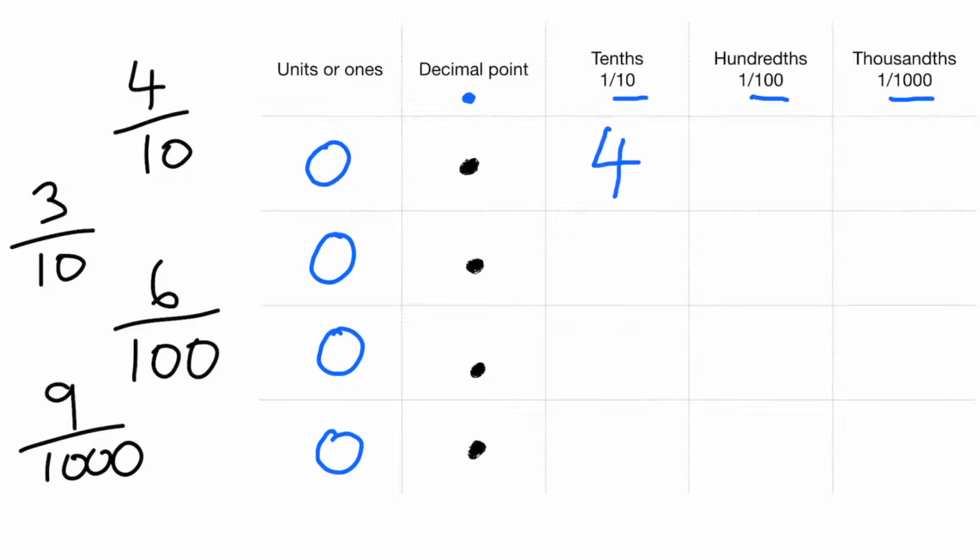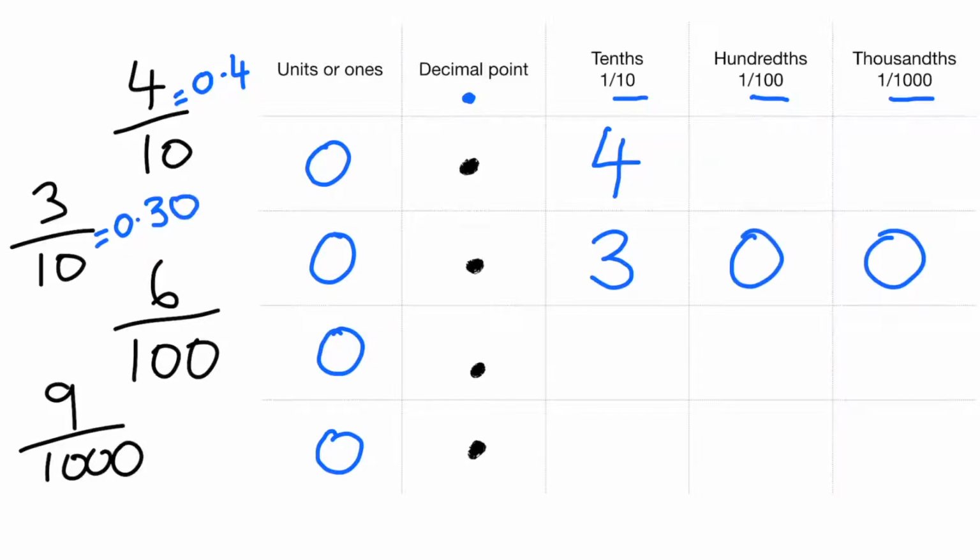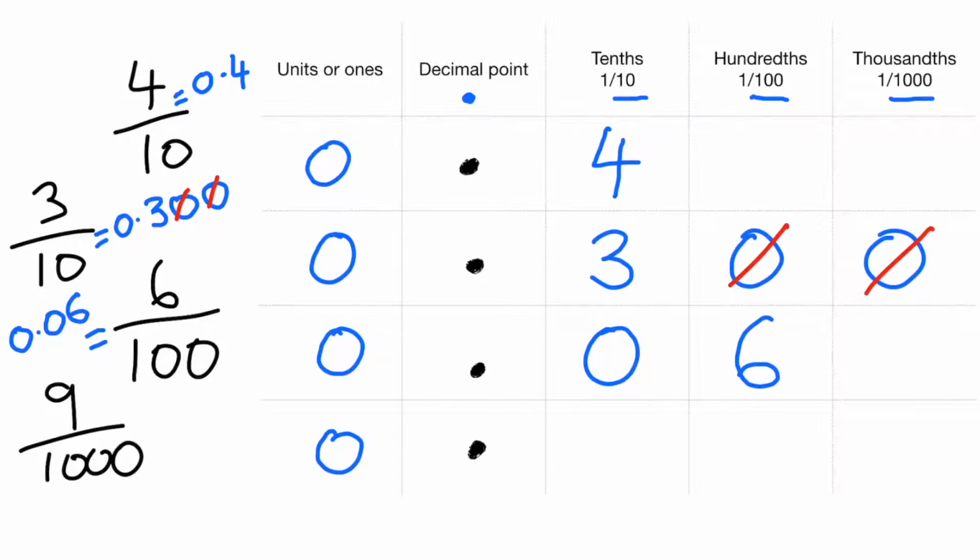As you can see here, 0.4, well, that's the same as saying 4 over 10. 3 over 10, well, it's the same as saying 0.3. You can go ahead and throw in the extra zeros, but it means the exact same thing. 0.300, same as 0.3. The next fraction, 6 over 100. Well, you put a 6 in the hundredths column. Don't forget the 0 there in the tenths column. 0.06 is 6 over 100.